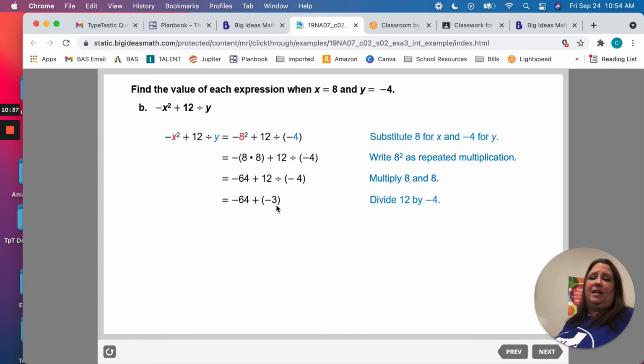Okay, my last step is addition. But it's addition with a plus negative. So it's actually going to go further negative. So what is 64 plus a negative 3? Negative 67. Because I had a negative number and I was adding another negative to it, meaning it went further negative.